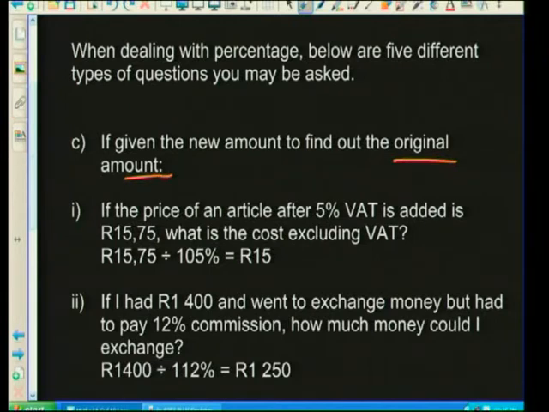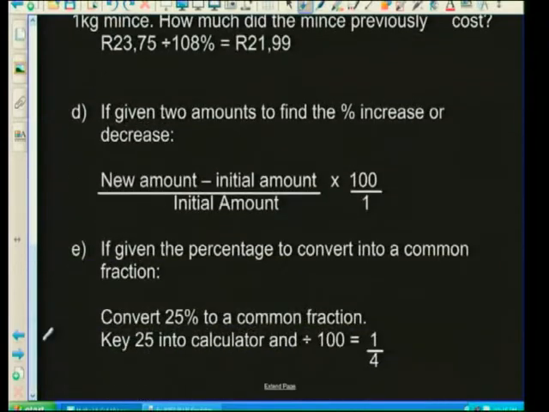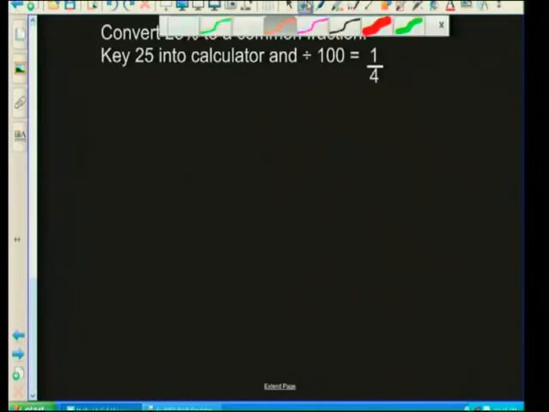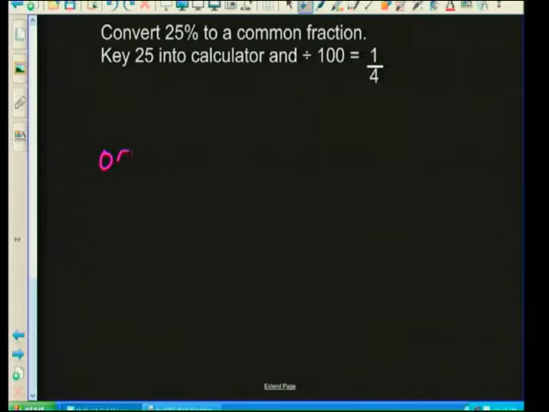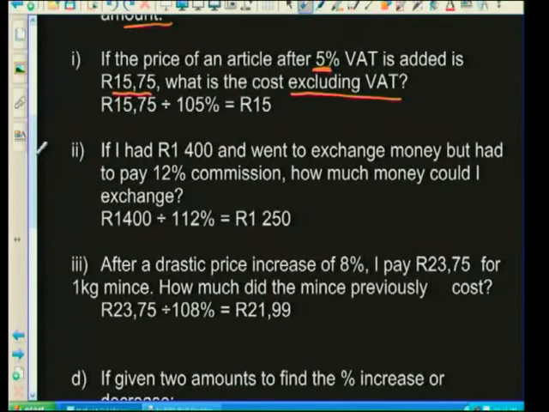So if the price of an article after 5% of VAT is added is 15 Rand 75, what was the cost excluding VAT? So I now have, I want to write this out for you what we actually have. Let me just show you on a blank piece of paper. I have my original price and I added 5% to it, and that gave me 15 Rand 75. Was it 15 Rand 75? Let's just double check. 15 Rand 75.